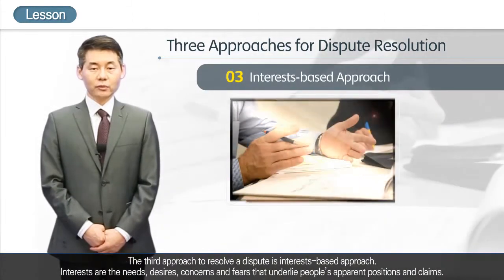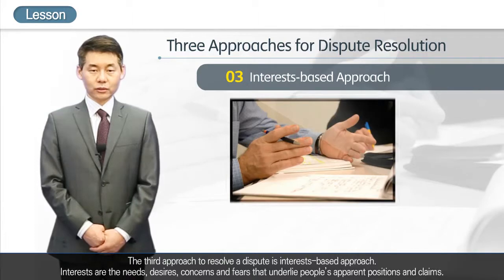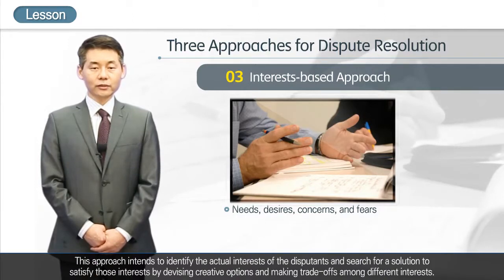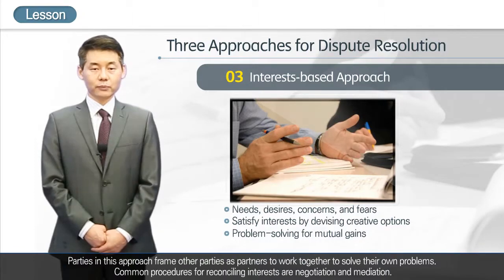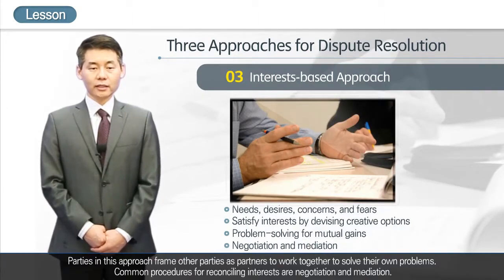The third approach to resolve a dispute is the interest-based approach. Interests are the needs, desires, concerns, and fears that underlie people's apparent positions and claims. This approach intends to identify the actual interests of the disputants and search for a solution to satisfy those interests by devising creative options and making trade-offs among different interests. Parties in this approach frame other parties as partners to work together to solve their own problems. Common procedures for reconciling interests are negotiation and mediation.